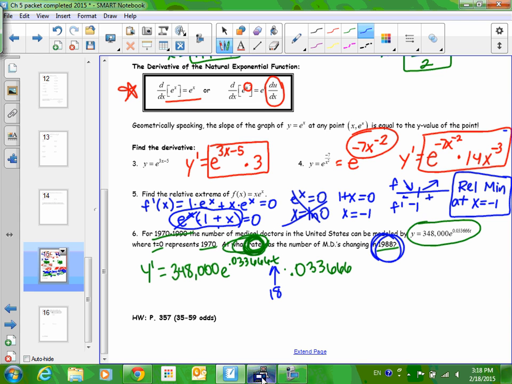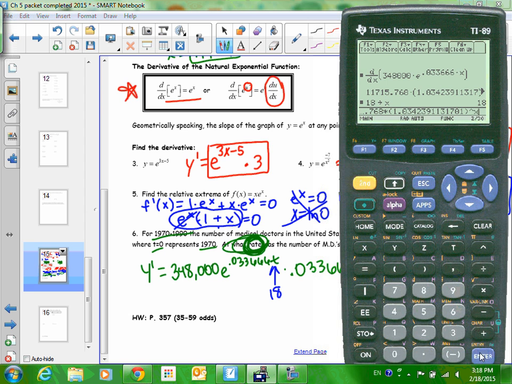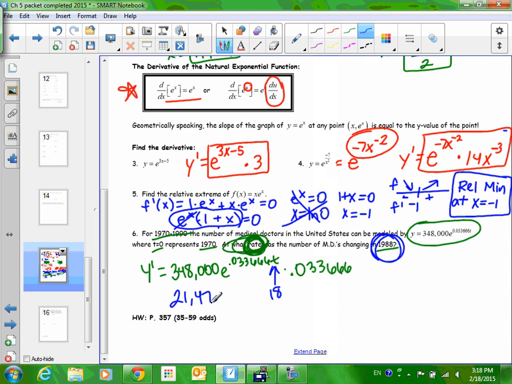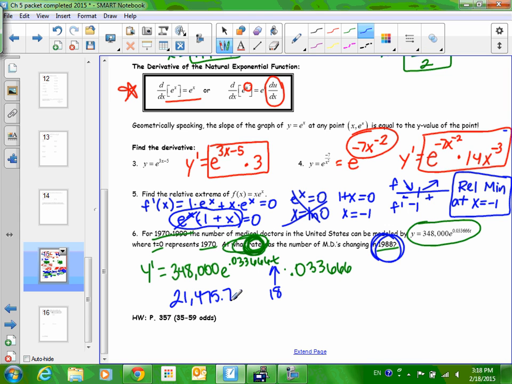So this for sure is where we want to use our calculator. Down here, I'm just going to go 18, store that in for x, go back up here. It's messy, but it's equivalent to the same thing that I've written. And there we get our answer. Okay? 21,475.734, with the units here, MDs per year.